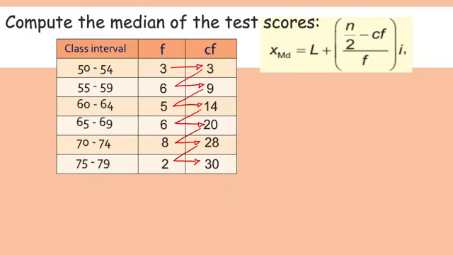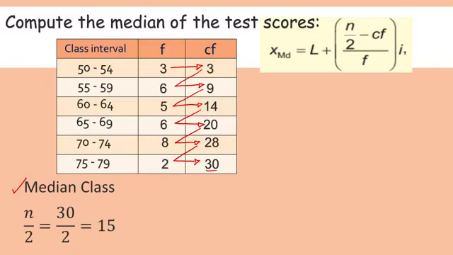So take note, what is our n? 30. So let's identify now the median class. Identify the median class using n over 2. So our n over 2 is here. N is 30. So 30 divided by 2 is 15. Now, look at the CF. What is the first number in the CF that is greater than or equal to 15?